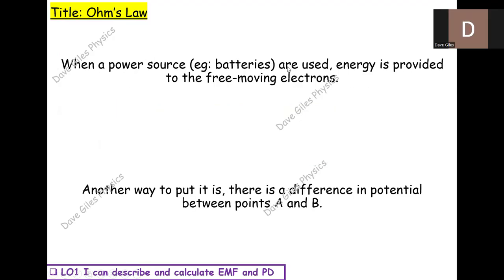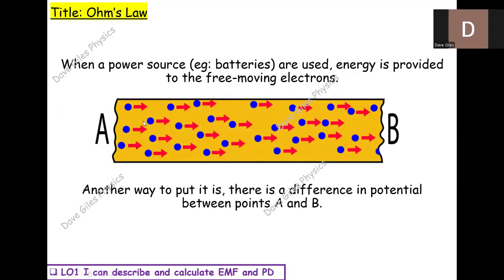When a power source, the battery, is used, energy is provided to the free moving electrons like this. So you can see they all line up and they go the same way. Another way to put this, there is a difference in potential between points A and B, hence the name potential difference.